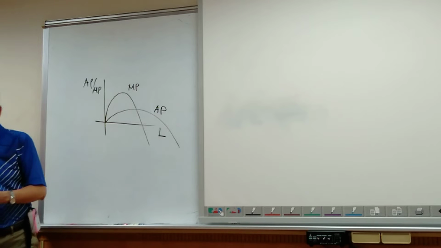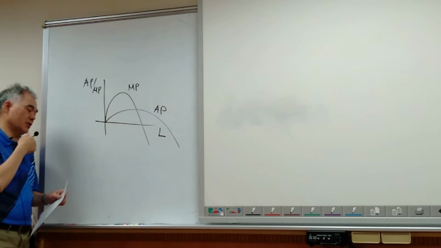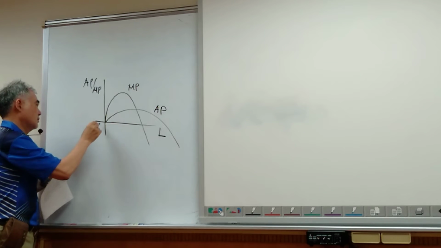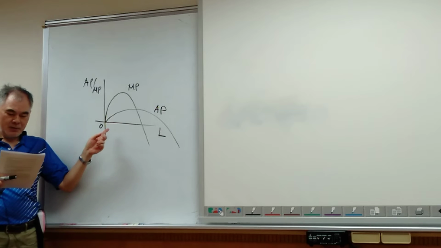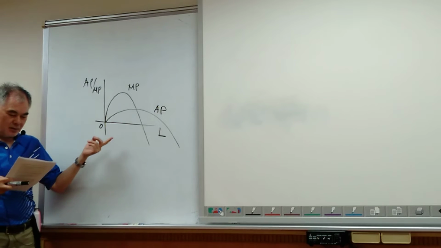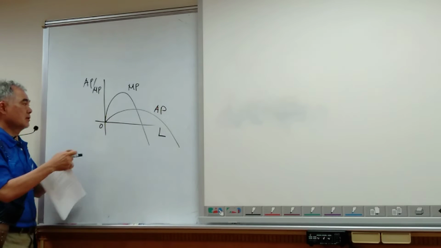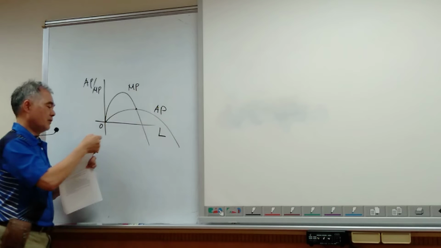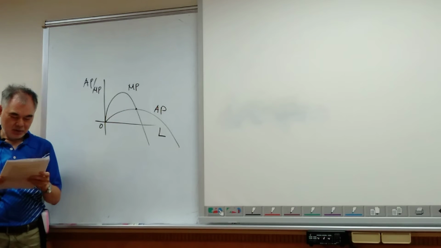So when AP is 0, AP is 0 is the starting point of the first stage. So A is wrong. Answer B says max AP is the starting point of the first stage of production. So actually that's the end, the end of the first stage.